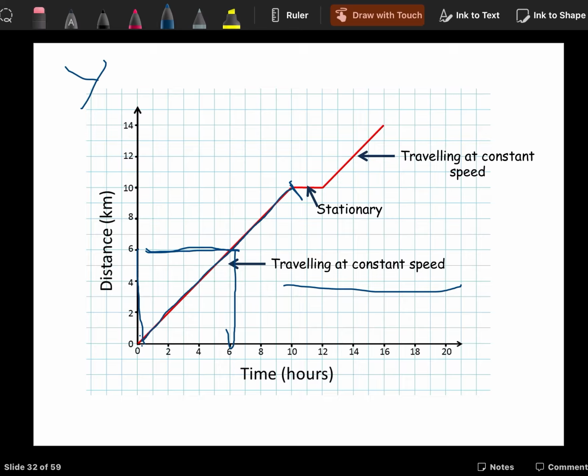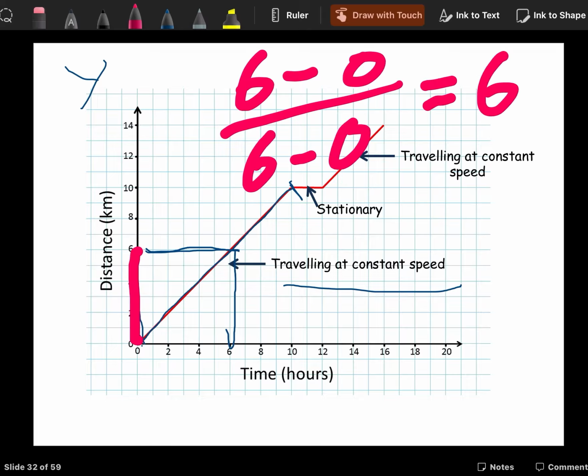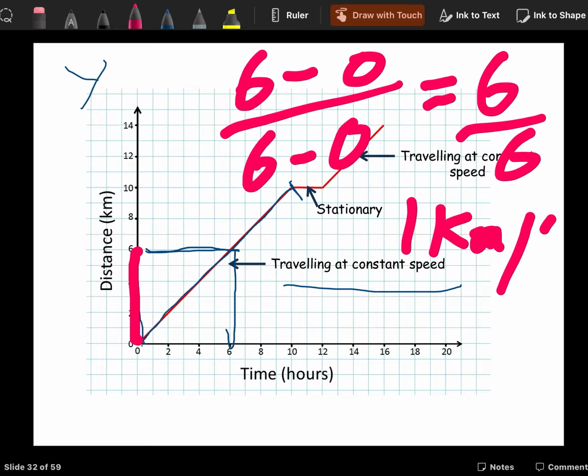So how will you find speed? If you find the slope of this line, the slope will give you the speed in the distance time graph. By calculating the slope, you can find the speed. So what is the rise here? Look, if I choose a different color, this is the rise. Rise is 6, 6 minus 0 over run. What is the run? 6 minus 0. So your speed will be 6 over 6, and your answer will be 1 kilometer per hour.